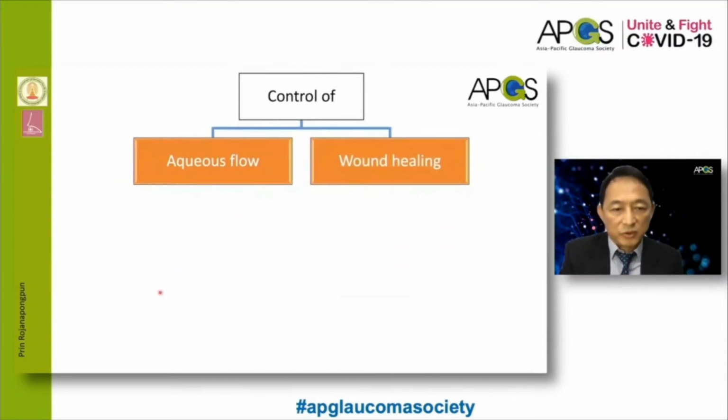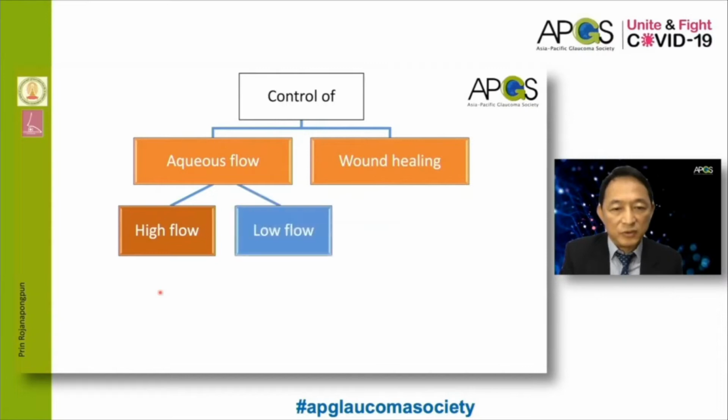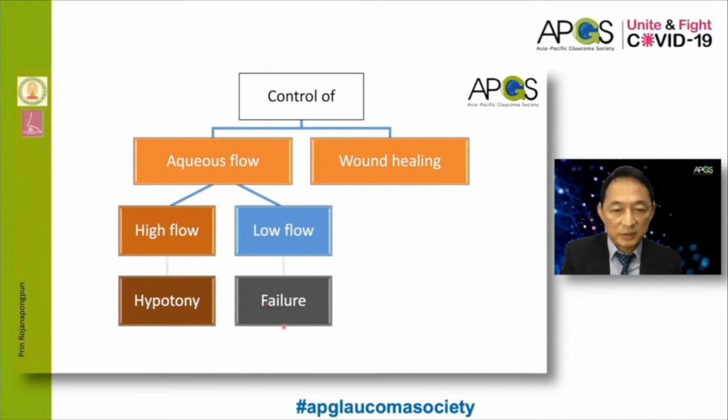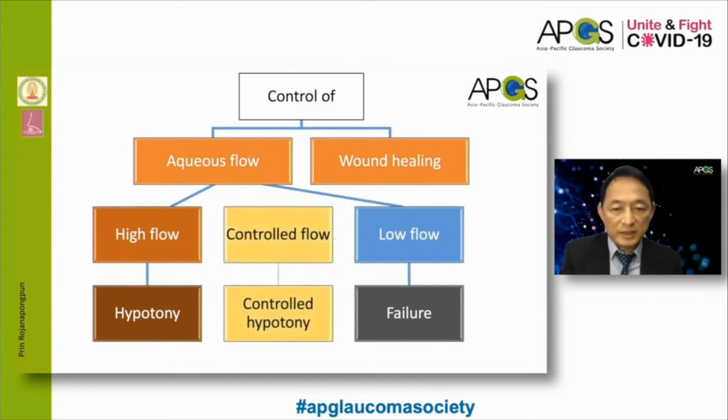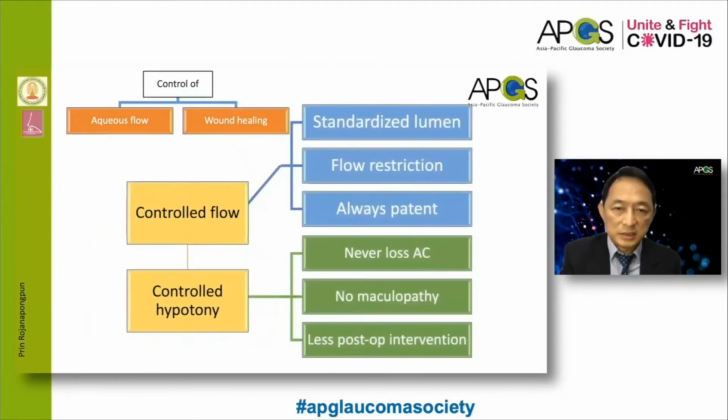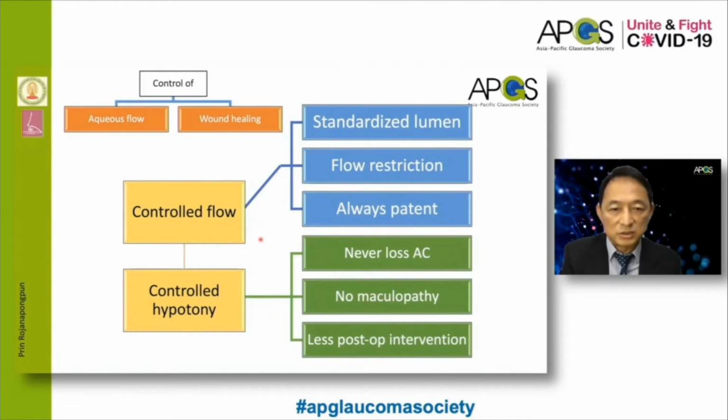Let's discuss the aqueous flow. For aqueous flow, we have either high flow or low flow. High flow, we know, leads to hypotony. Low flow leads to failure and close off of the drain. So we need some way to have a controlled flow and also controlled hypotony that is not too low or too high, but just maintains the eye integrity that's good enough to maintain the vision. Talking about controlled flow, I think we need a standardized lumen, we need flow restriction, and the shunt or the fistula must always be patent. For the controlled hypotony, we need something that gets the pressure to a low level but never loses the anterior chamber, no maculopathy, and less post-op intervention if possible.